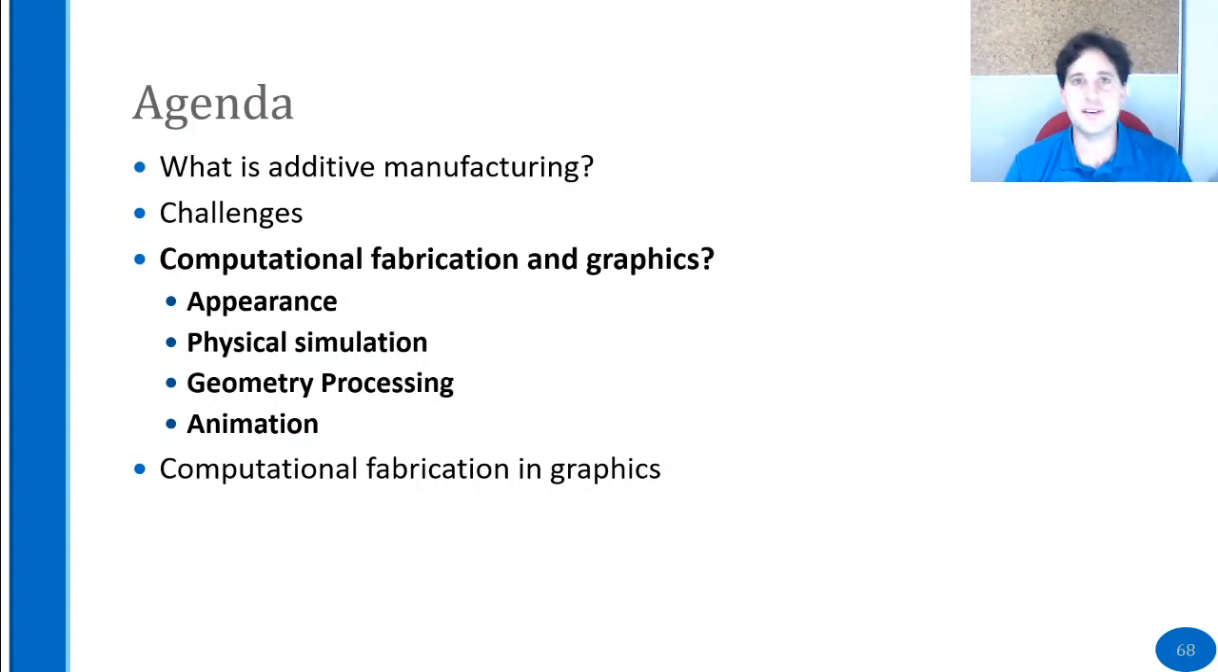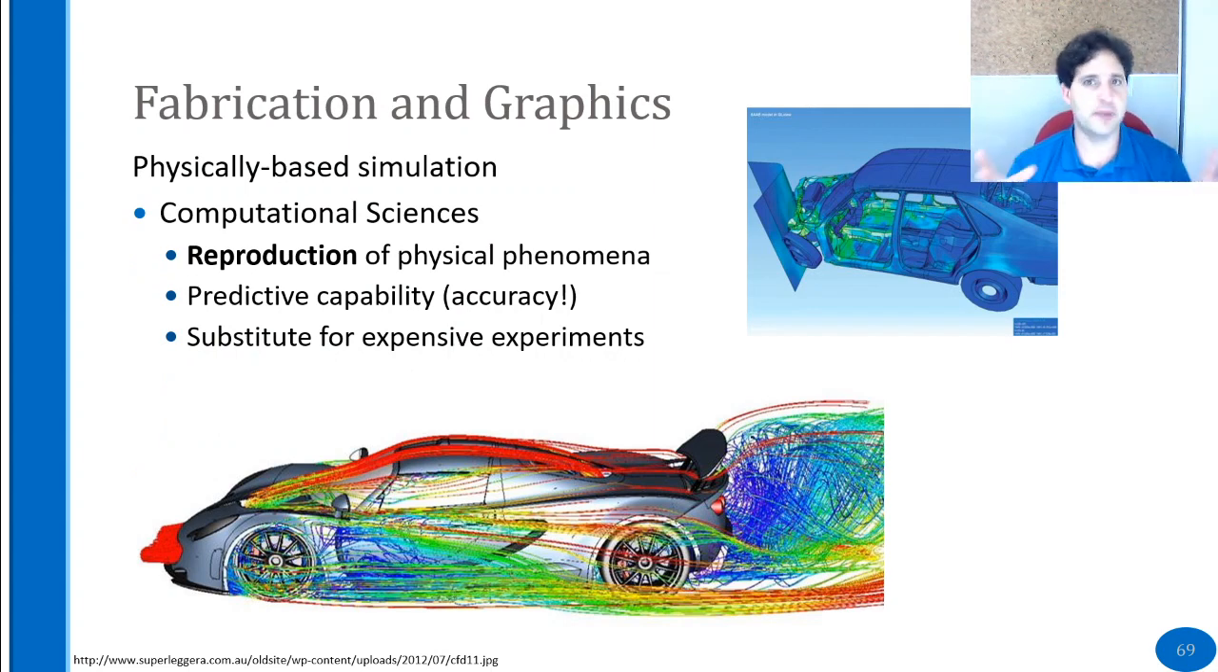For example, physical simulation. I mean, physical simulation is not something graphics invented, of course, but there's a very significant difference, I would say, between physical simulation and physically based simulation, which is what we do in graphics. So with the computational sciences, it's very important to reproduce physical phenomena, right? We need to know exactly how much traction the air will have with the car in order to know how much fuel it's going to use, and we need to have a very good understanding of the forces the driver's seat has when crashing.